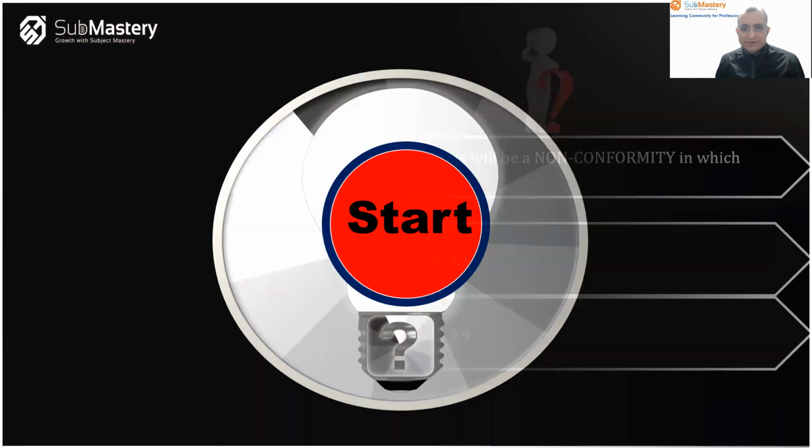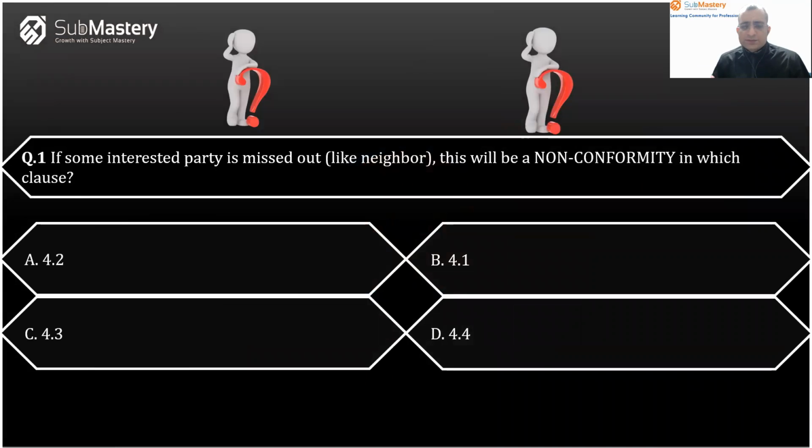Let's get started. Question number one, if some interested party is missed out, like neighbor, this will be a non-conformity in which clause? A, 4.2, B, 4.1, C, 4.3, D, 4.4. If any of the interested party is missed out, like that of neighbor, so this non-conformity will fall in which clause?